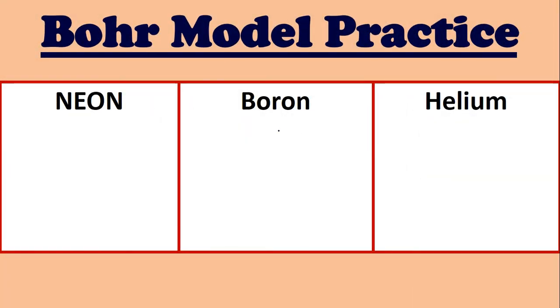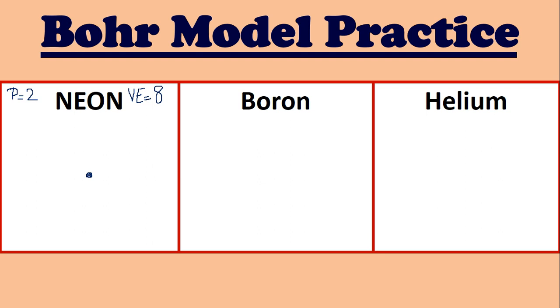So let's do a little bit more practice. All right, we've got neon here. Neon, first step, we need to figure out what period it's in. Neon is in the second period. The next step, we need to figure out how many valence electrons it has. Neon has 8 valence electrons. I'm getting all this information off the periodic table, the one that we labeled. So the next step, we do a dot for the nucleus.